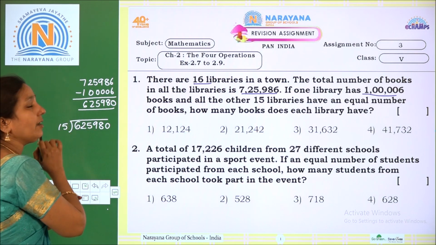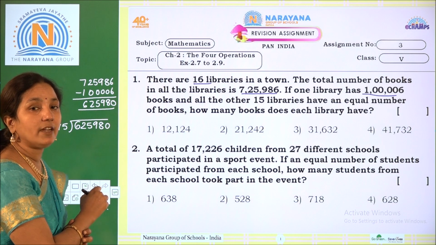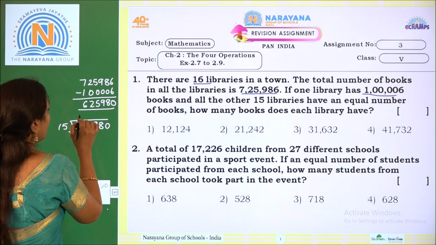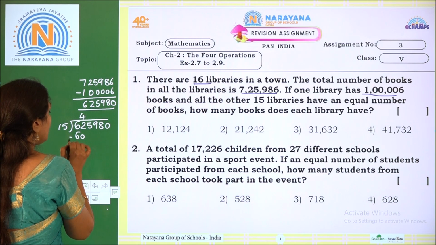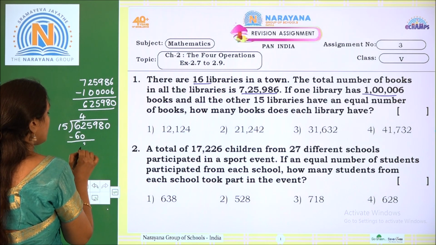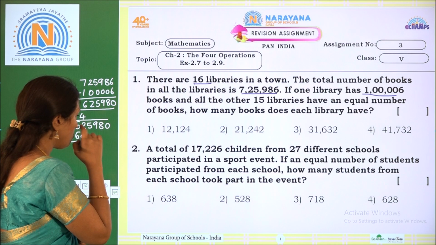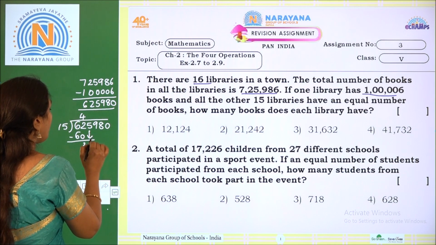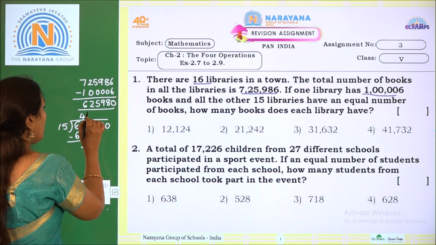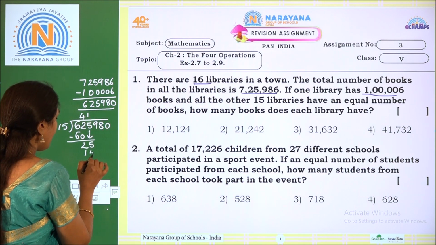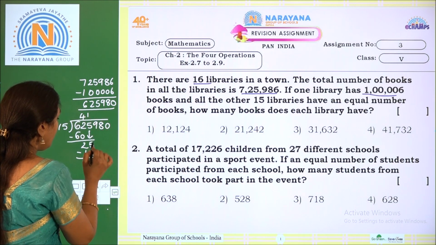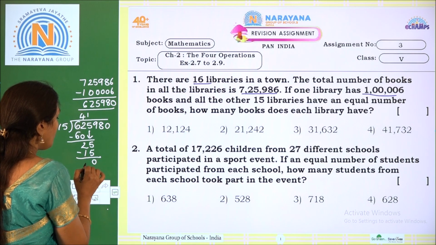62 is greater than 15. So how many times will it go? That is 4 times. 4 fives are 20, 4 ones are 4, so 60. Now 2 minus 0 is 2. 6 minus 6 is 0. Now bring down 5. 25. Now 1 time. Now subtract, 15 once 15. 5 minus 5 is 0. 2 minus 1 is 1.